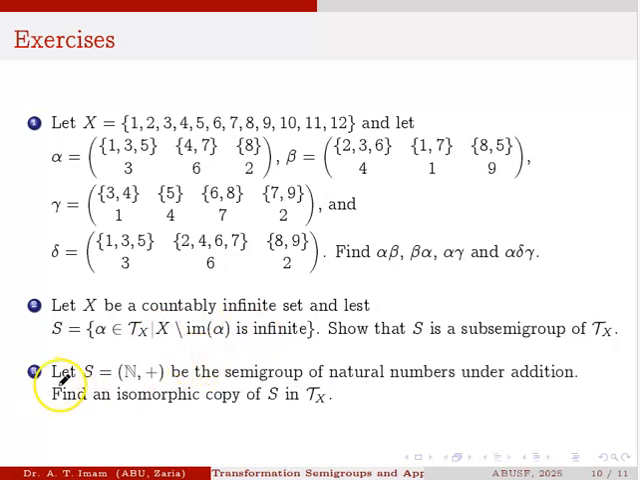And then the third exercise is to take the semigroup of natural numbers under addition and try to find an isomorphic copy of the semigroup. Remember the last theorem? We said every semigroup can be embedded in the full transformation semigroup. So I give you here the semigroup of natural numbers with respect to addition, and the task is to find an isomorphic copy of that particular semigroup inside Tx, the full transformation semigroup. So you try to find what that X is and which subsemigroup of Tx will be isomorphic to the semigroup of natural numbers.